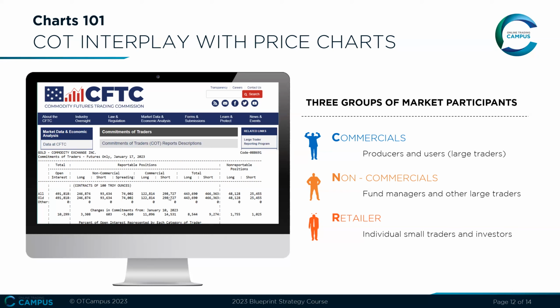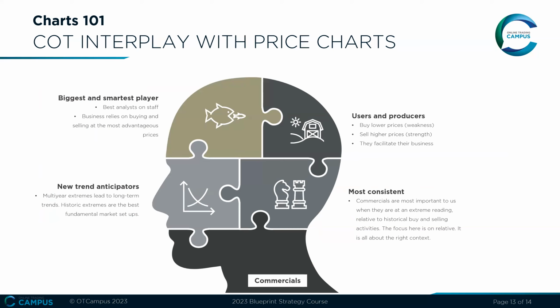So back to where we were, we have those commercials, we have those longs and those shorts. And those commercials, who are they? Well, let's talk a little bit about them, just very, very briefly. They're the users and producers of the commodities that we trade. So we would consider them to be the smartest money in the game for finite markets. And they're usually also the biggest participant in the game in terms of just the sheer contract sizes that they work with as a group.